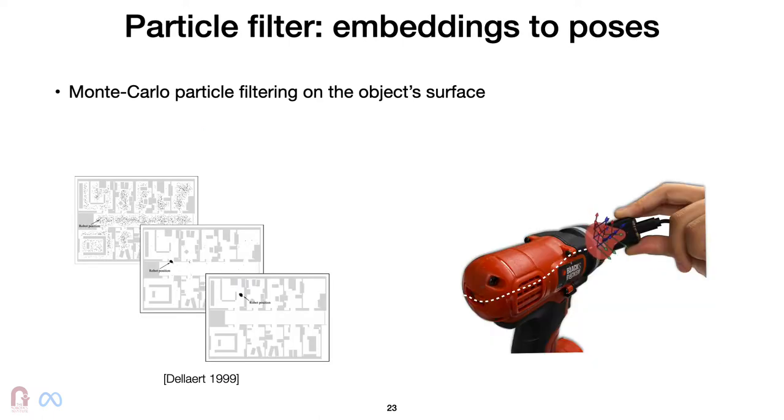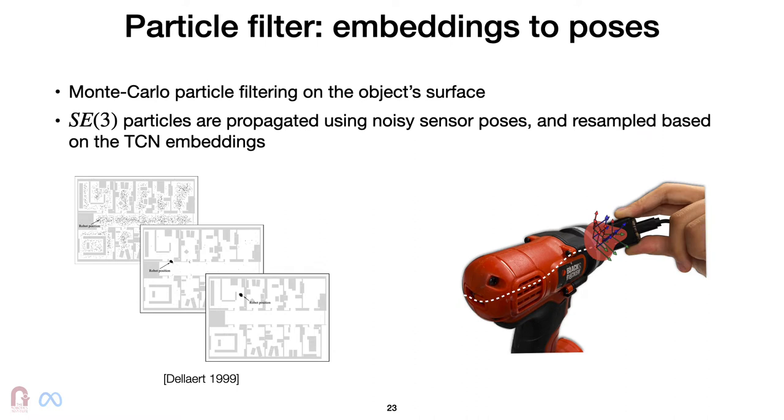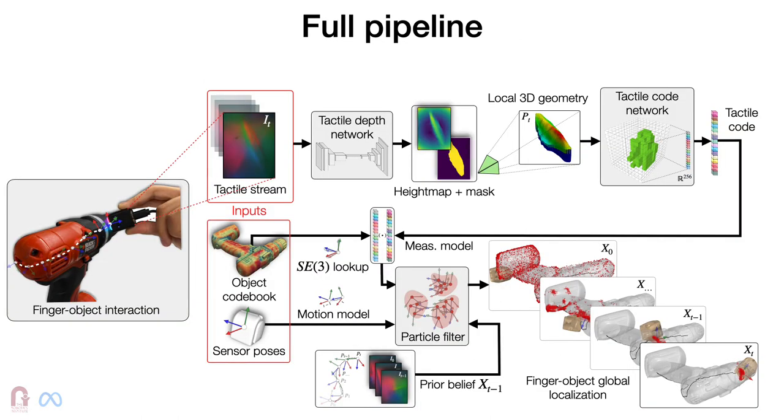The particle filter resembles those in mobile robot literature with update and resampling steps. In our case, the noisy sensor poses propagate the particle filter forward while they are resampled based on the TCN embedding scores. This rounds out the entire pipeline of MidasTouch.